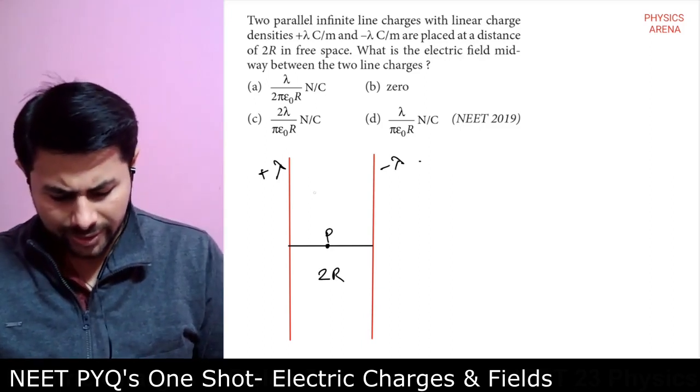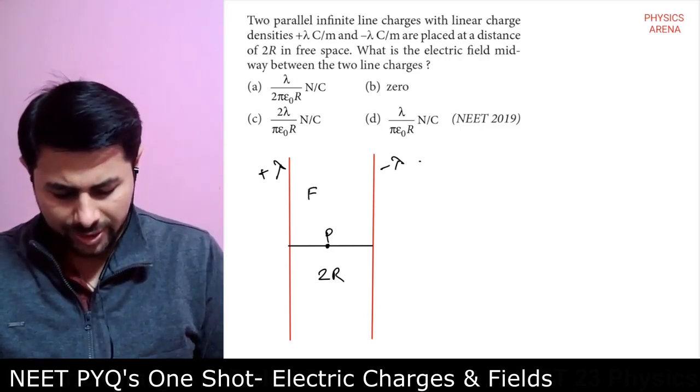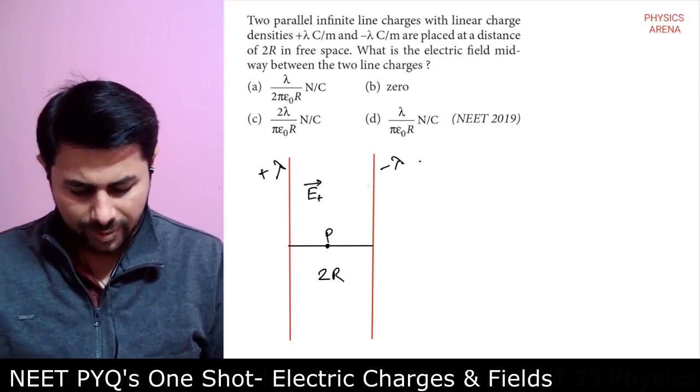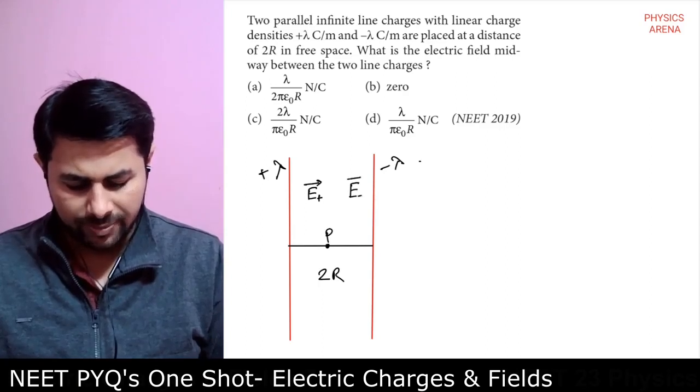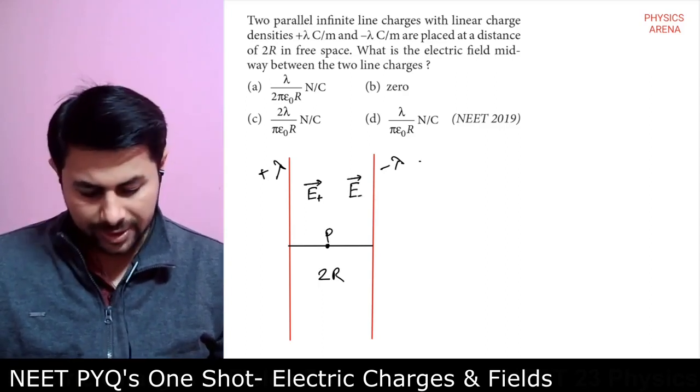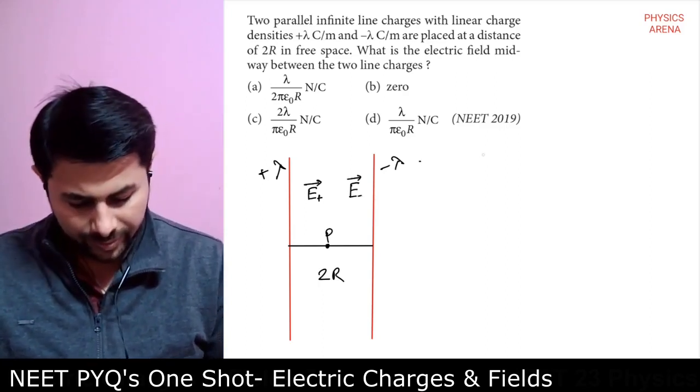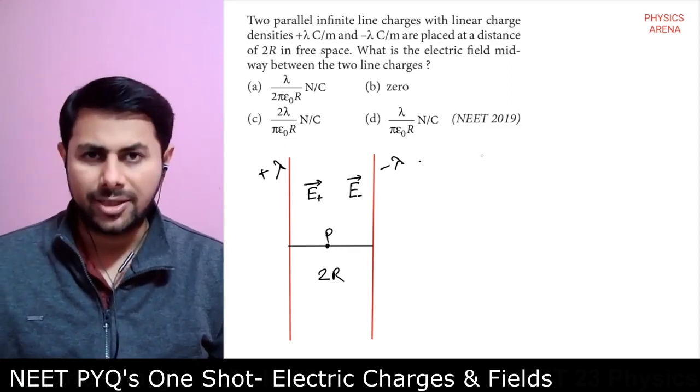Okay. So let's find out the electric field due to this one. Let's call it E plus bar. And the electric field due to the other one is E minus bar. The net electric field at that point would be the addition of E plus bar and E minus bar.